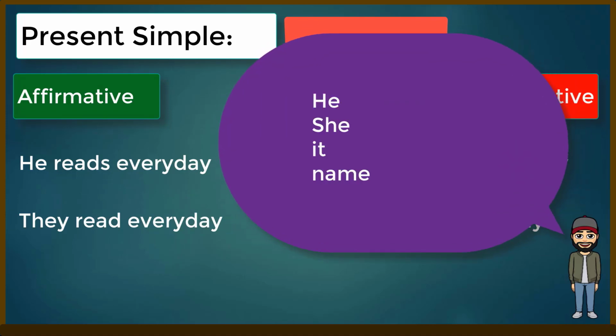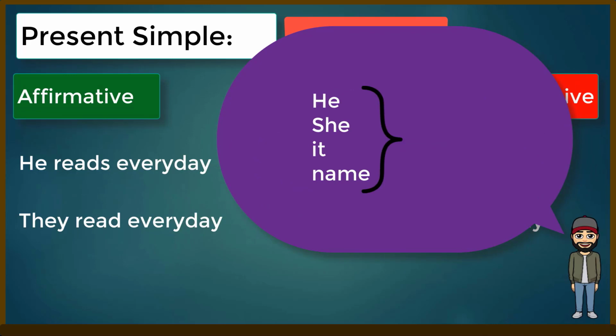Now we use he, she, it, and also singular names, for example, Ahmed, Khalid, the book, with doesn't or does not.